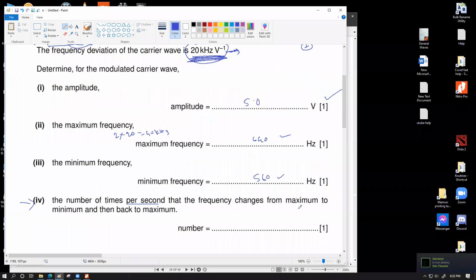Maximum to minimum, and then back from minimum to maximum, how many times will this change happen in 1 second? That's basically asking how many cycles of the information signal there are per second. So the answer to this question is 7,000.